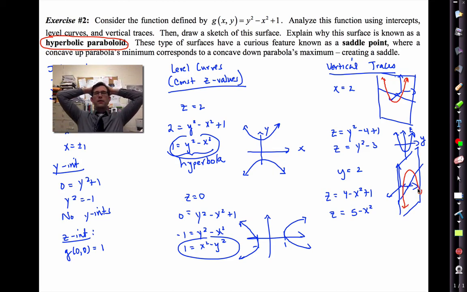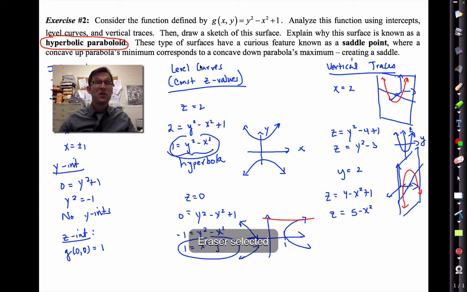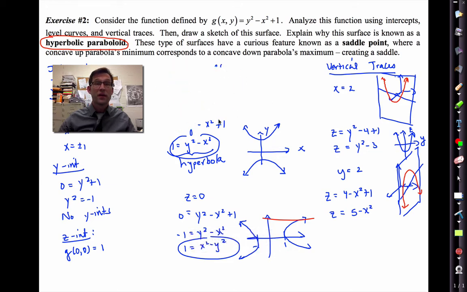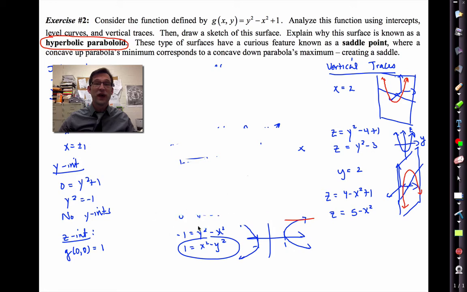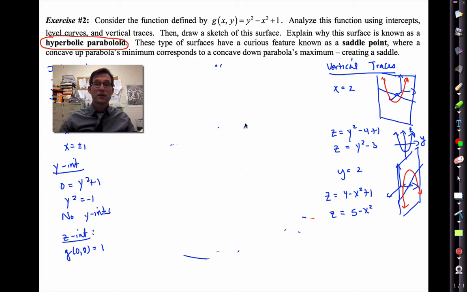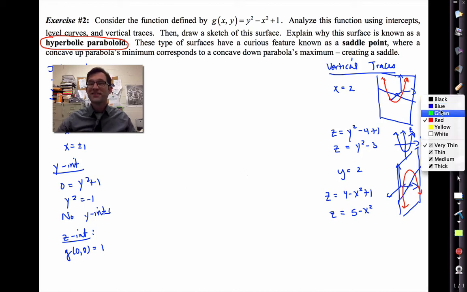Wow, I don't even have enough room to do the sketch. I'm not even sure if I should do the sketch here. I wish I could just circle and erase all at once. I apparently don't have the ability to do that. Let me just get rid of this and show you how bad I am at drawing hyperbolic paraboloids. I was bad at it when I was in Calc 3. I continue to be bad at it, and the tablet does not help. All right, but let's give it a shot.